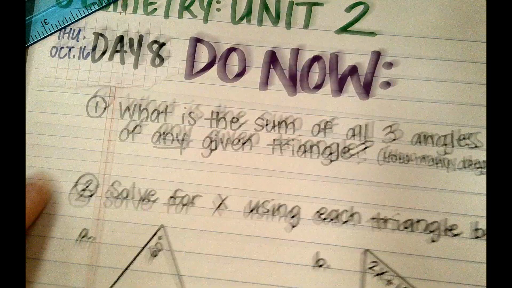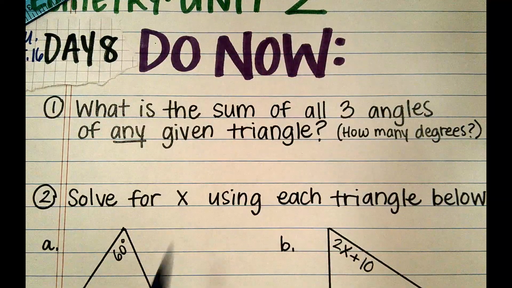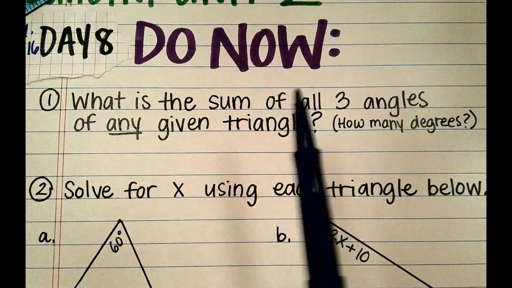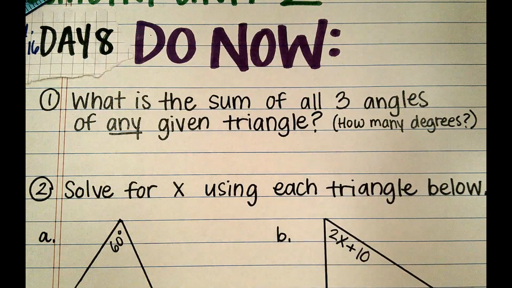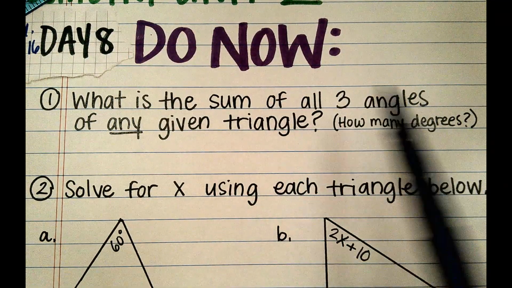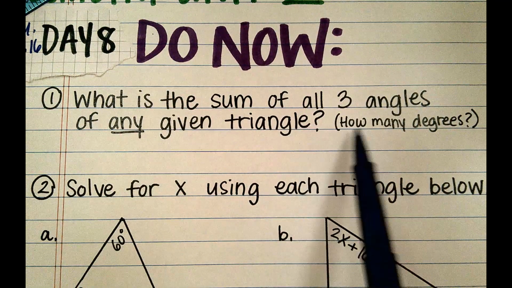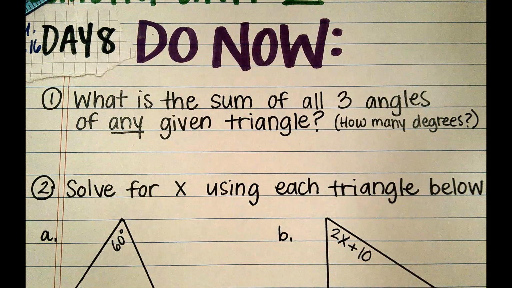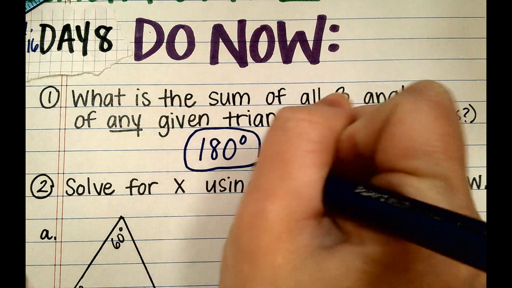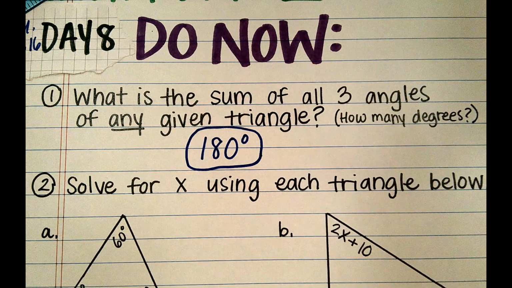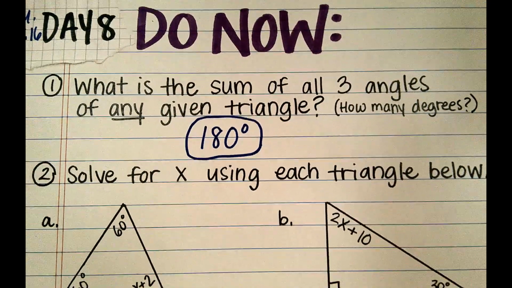Now, we're going to look at the problems here. And I think we can answer number 1 now. It says, what is the sum, or what is the measure whenever I add all together, of all 3 angles of any given triangle? How many degrees? 180 degrees. So no matter what triangle you have, the 3 angles add up to 180. And there's always 3. So with this knowledge, let's look at some of the examples in number 2.